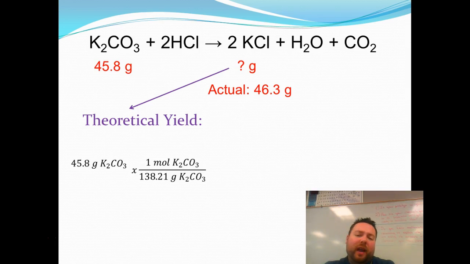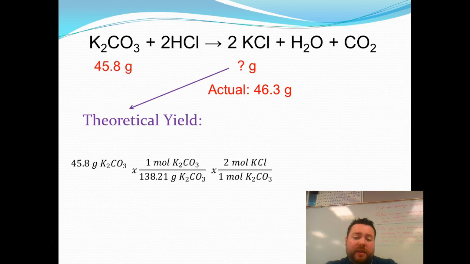Now, that's not really what we want to have. We want to be in grams of potassium chloride. So we need to get from moles of one substance into moles of another substance. So we need to use the mole ratio. Well, we're going from potassium carbonate into potassium chloride, so we need to look at our mole ratio. There's no coefficient in front of potassium carbonate, so that would be a 1, and there's a 2 in front of the potassium chloride, meaning that our mole ratio is 1 to 2. So we put that in there appropriately.